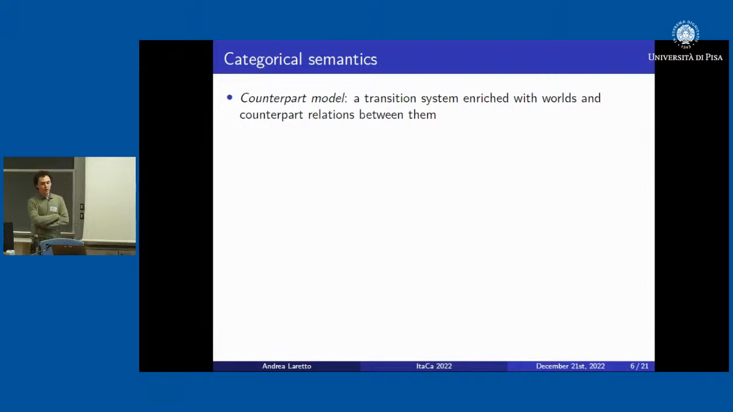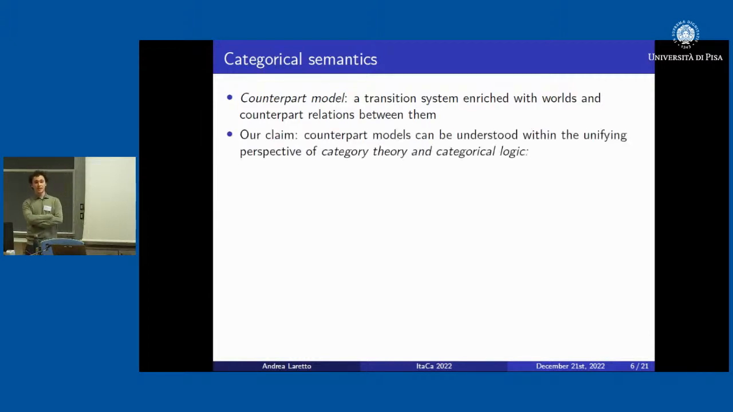Now, so far, we have only seen traces, but this can easily be generalized to counterpart models, which are generic transition systems, so not just linear sequences of worlds. So a transition system enriched with worlds and counterpart relations between them. And the main claim and the main idea of this talk is that these counterpart models can be understood within the perspective of category theory.